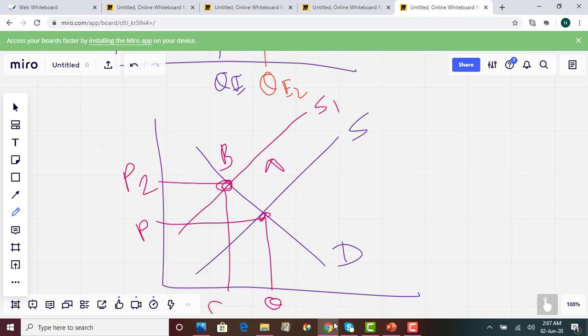Which is P2 and Q2. Okay, so shifts in the supply curve or shifts in the demand curve can change the market equilibrium in the short run or in the long run, and whether the equilibrium will yield an increase in price or increase in quantity, or decrease in price or decrease in quantity, will depend on which side the supply curve or the demand curve is shifting.